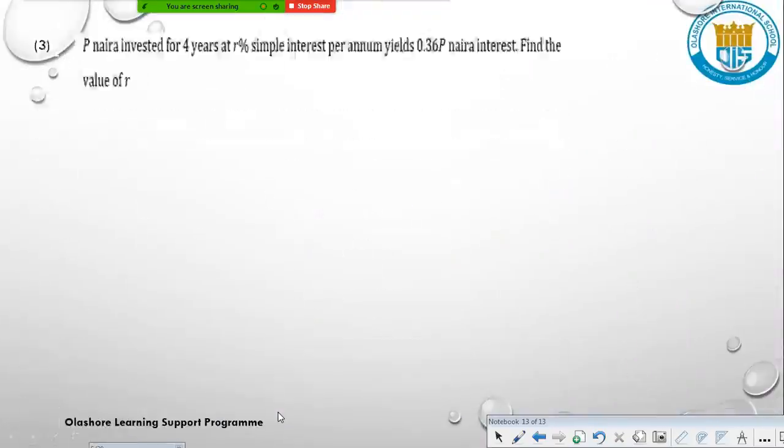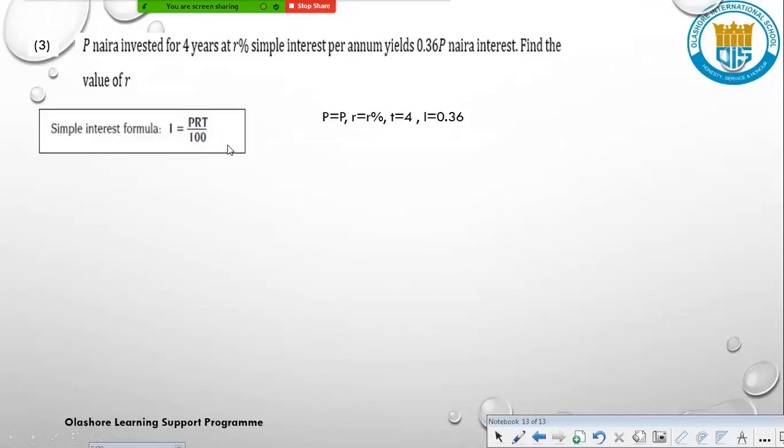So let's move on. For example 3, P naira invested for 4 years at R% simple interest per annum yields 0.36P naira interest. So this is the interest. Find the value of R. Using the same formula, we are looking for R, and we are given I to be 0.36P.